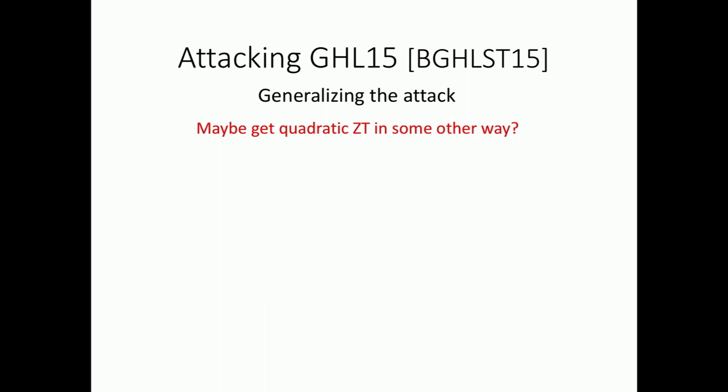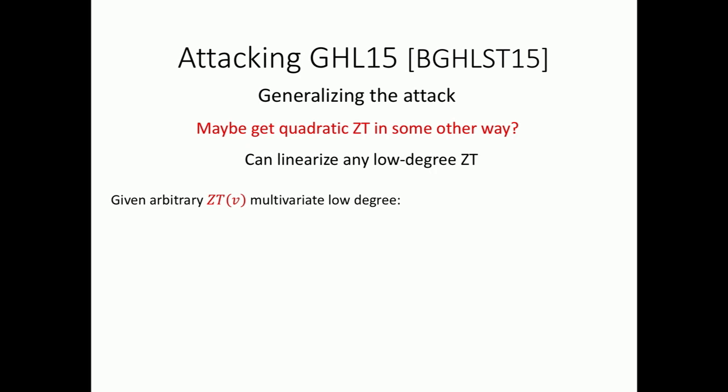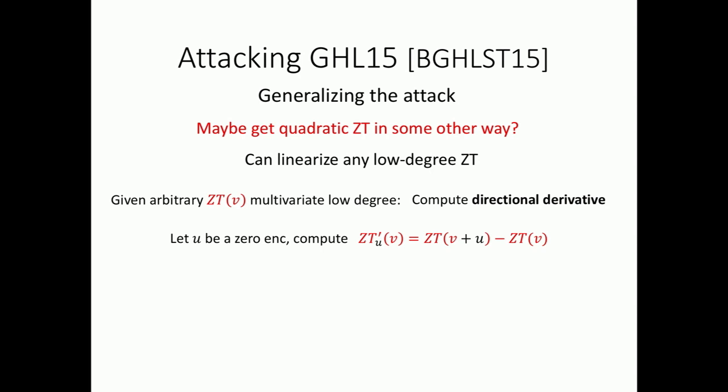And it turns out you can. You can take any quadratic zero test, an arbitrary zero test, which is represented as a multivariate polynomial of low degree. Doesn't matter how you got it. And you can just compute the directional derivative of this polynomial in the direction of a fixed zero encoding. What do I mean by that? This is a fancy way of saying that I'm starting with some zero test, and I'm thinking about a new function, zero test prime, in the direction of u, just as being zero test of v plus u minus zero test of v.